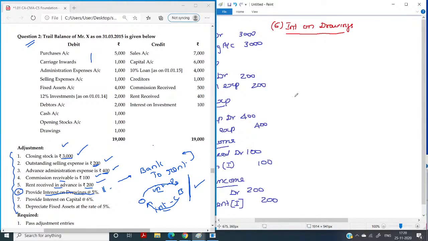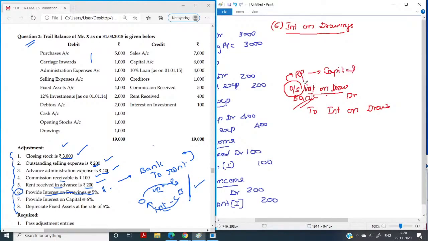Normally, if the money is received, the entry is bank account debit to interest on drawings. Of course, we don't usually receive the money from the owner. It may be kept in his own name, meaning outstanding interest on drawings. Interest on drawings is a nominal account. As we have the prefix outstanding, it automatically becomes a representative personal account. Then outstanding interest on drawings represents whom? The owner. The owner is normally named as capital. Is it clear? So you can now change this as capital to interest on drawings.